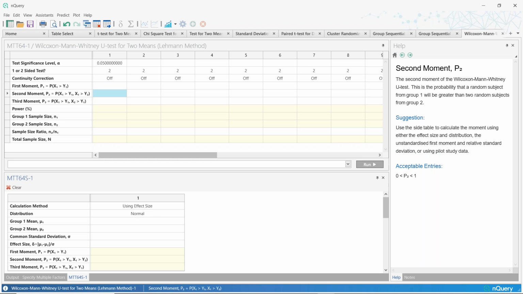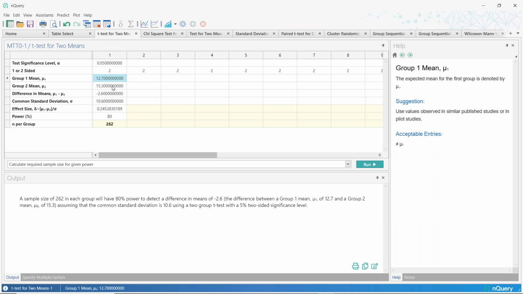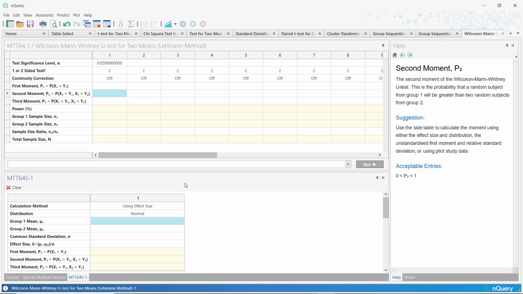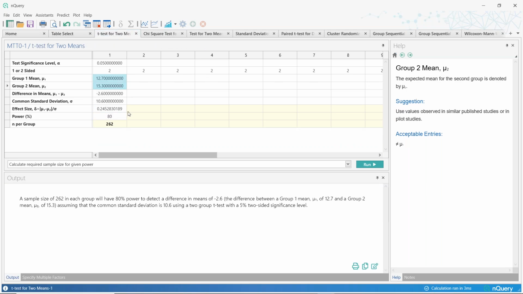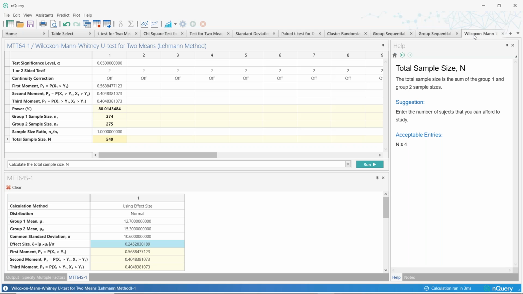So we have our mean differences here that we can steal, so 12.7 and 15.3, and 10.6 for standard deviation. So the effect size is the same there, power of 80%, sample size ratio of 1. So you can see like 274, 275, versus 262, so an increase of around 10 subjects or so. So the Mann-Whitney U test is not that much less efficient than the t-test, even for the worst case scenario. But the inverse is also true.